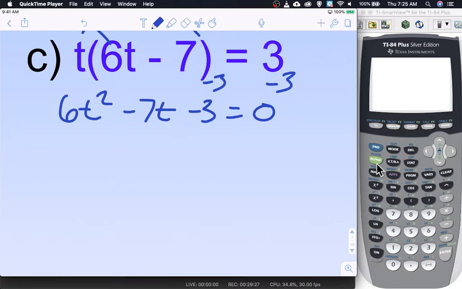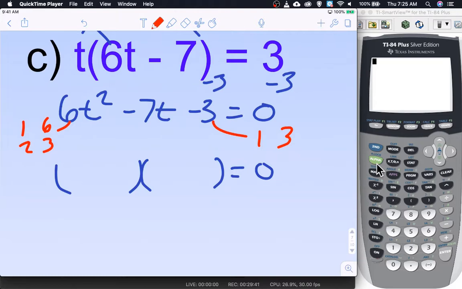Everything there looks okay. So we're just going to start factoring. I know the back number, the 3 here, has to be a 1 and a 3. The 6 could be a 1 and a 6, or a 2 and a 3. So we've got some choices we have to deal with. So I'm going to try 2 and 3 first.